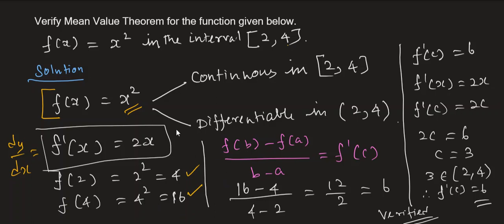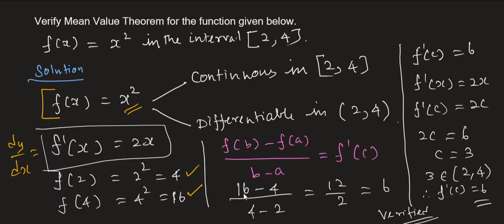Now we already know, according to the mean value theorem, the given function is continuous, which means it is differentiable also. It is continuous in the closed interval and differentiable in the open interval 2, 4. Now, according to mean value theorem, f dash c is given by f of b minus f of a, whole divided by b minus a. We were discussing that the secant is parallel to the tangent, whose slope is at c.